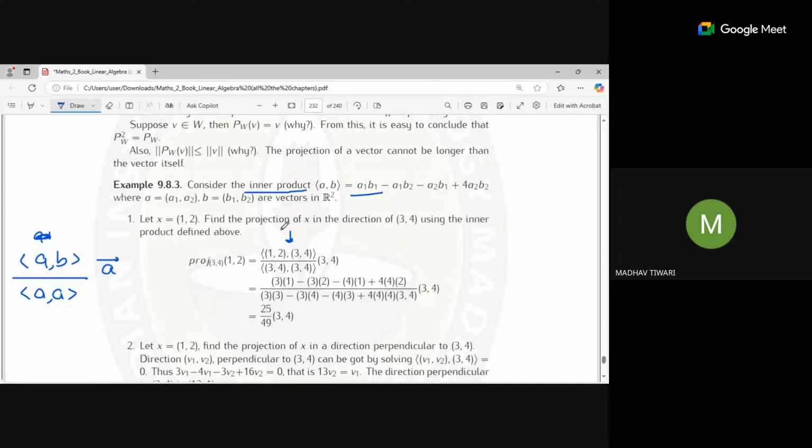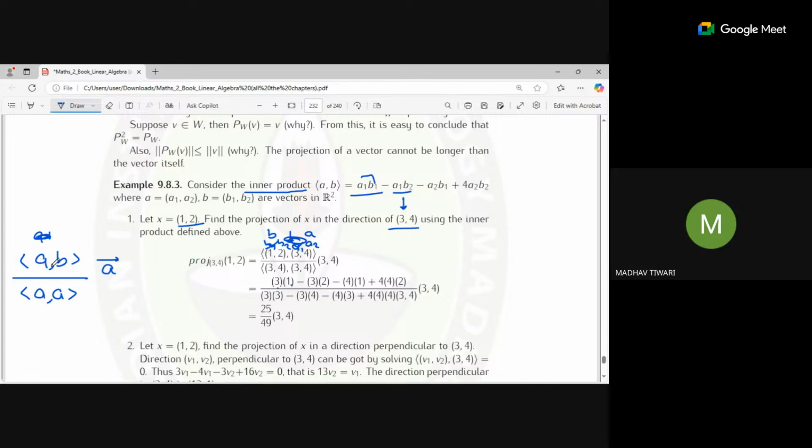So simple, I wrote this 1, 2 and 3, 4. I want the projection of this x in the direction 3, 4. So I wrote it and did the inner product using this function: a1, b1, so 1 and 3, 3 and 1 multiplied, then minus a1, b2. This is a and this is b. So this will be my A1, this will be my A2, this will be my B1, and this will be my B2. Basically, it is not going to make any change.